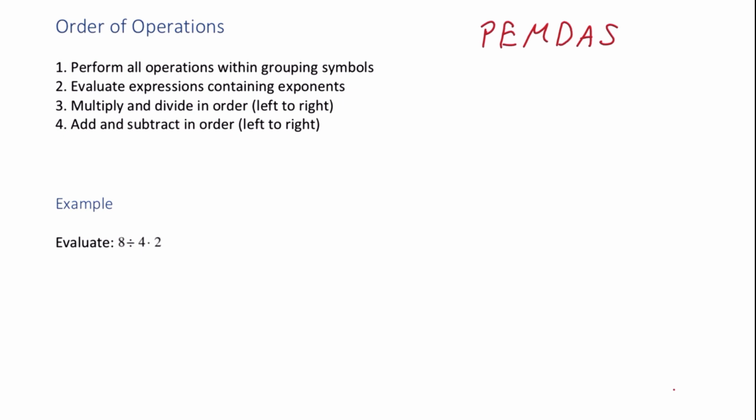PEMDAS says parentheses, which is a grouping symbol, but there's also brackets and braces. There are other grouping symbols. And then step 2 is exponents. That's not bad. Step 2 is E for exponents.